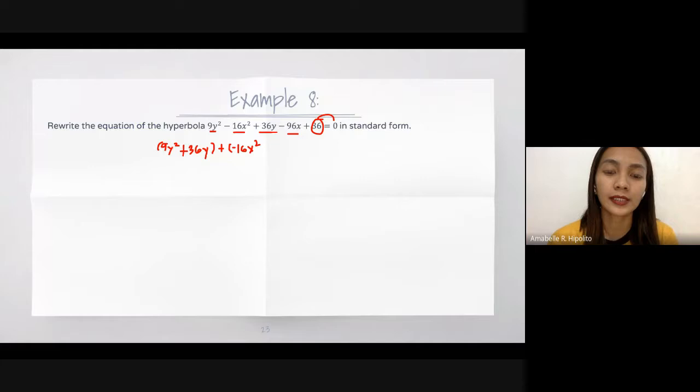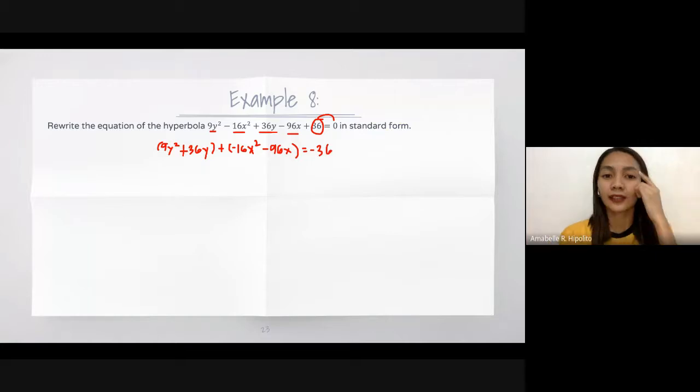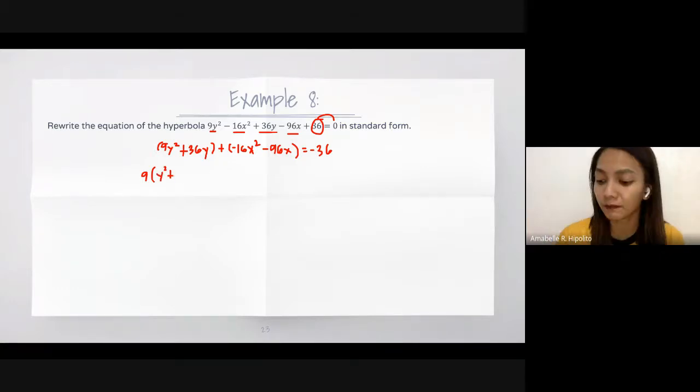Negative 16x squared minus 96x. And then yung 36, itatranspose natin sa kabila, so it will become negative 36. Okay, next, we're going to factor out the numerical coefficient. So, ano yung common sa 9 and 36? Common sa kanila is 9. Diba? So, magiging na lang tong y squared plus 36 divided by 9 is 4.